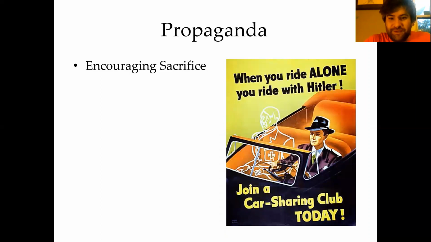Another sacrifice being asked for here is to join a car sharing club, that is the carpool. And I just like the image of Hitler peacefully sitting next to this person. It's like, well, if you are wasting gas by riding alone, you're helping Hitler, thus you ride with Hitler. And there's lots of other propaganda that's trying to encourage and inform people about what sacrifices they need to make to help the war effort.